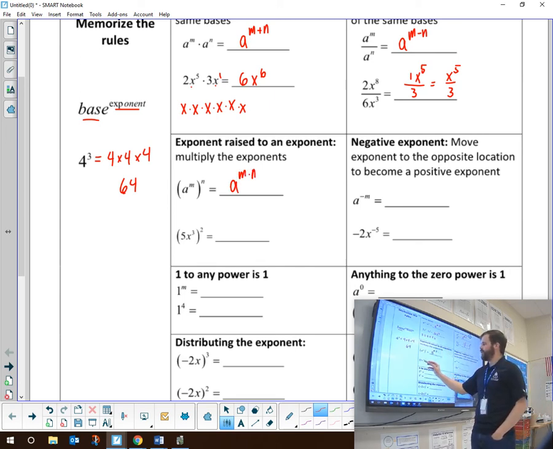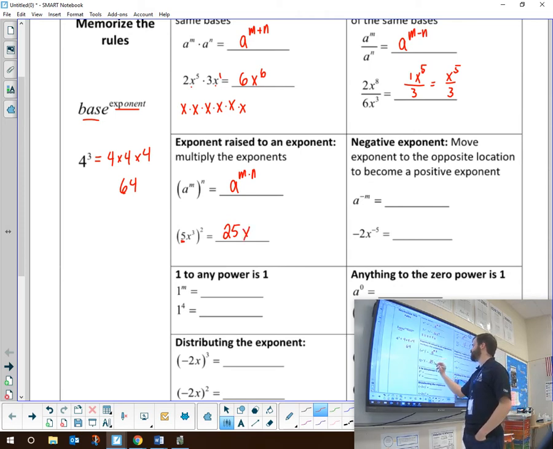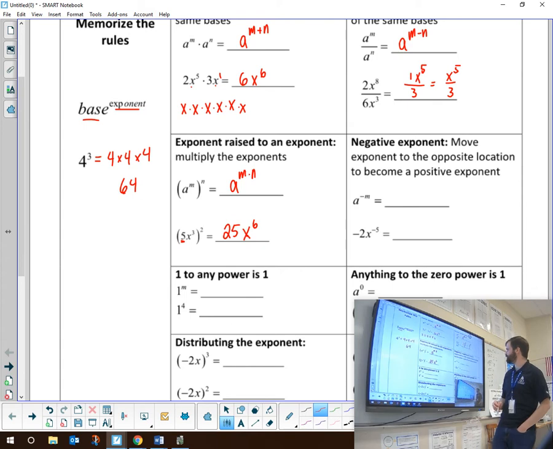So here, the whole numbers work just like normal. Okay? We're going to square it. We're not going to go 5 times my exponent. We're not going to go 5 times 2. We're going to go 5 to the power of 2, which of course is 25. And then x cubed raised to the power of 2. This time we're going to multiply those two exponents together. And 3 times 2 is 6. So we're going to get x to the 6th.